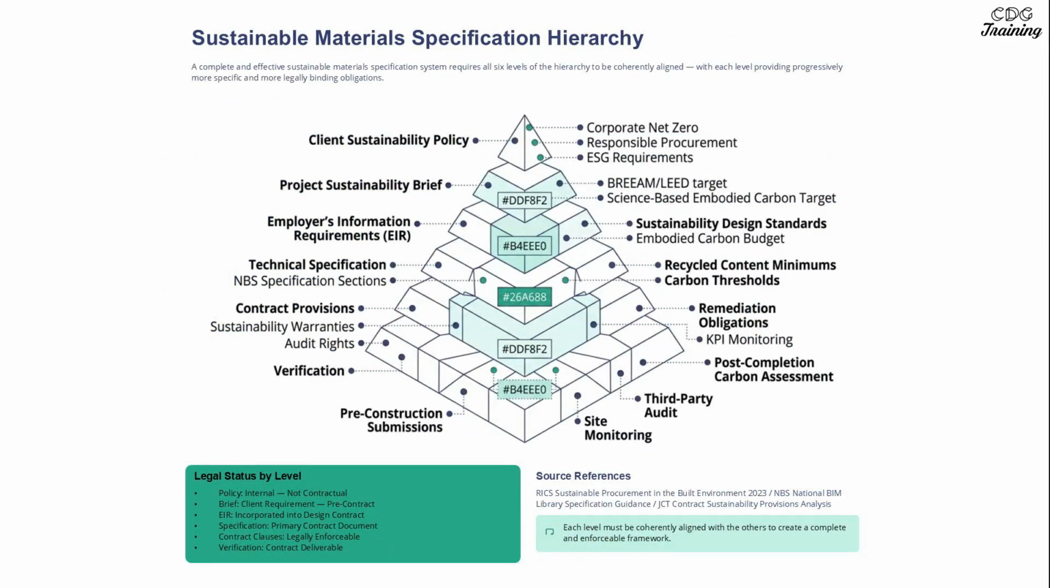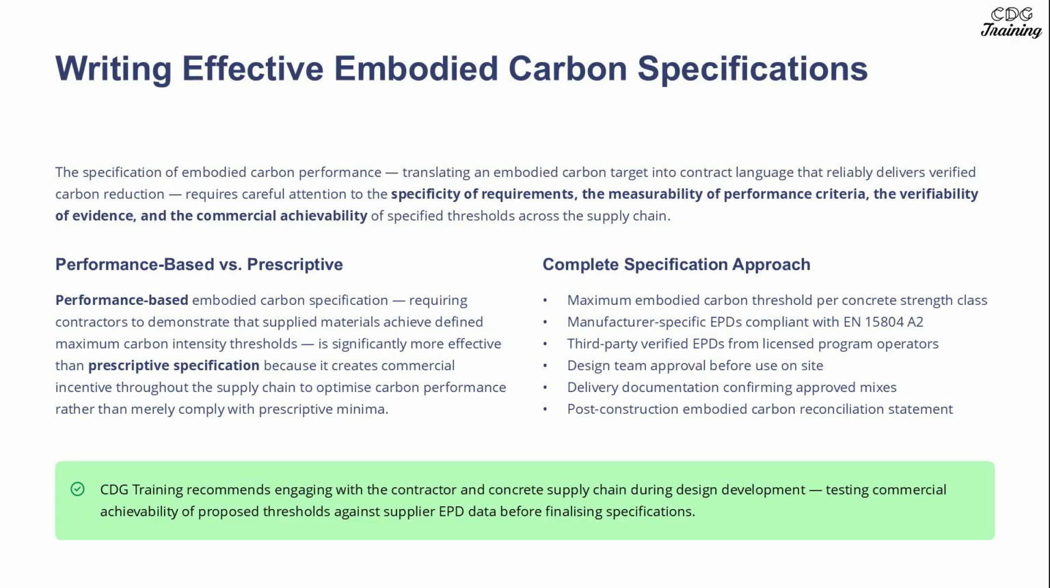A visual representation of the sustainable materials specification hierarchy shows the progression from broad policies to specific technical requirements, ensuring alignment with sustainability objectives at every level. Writing effective embodied carbon specifications involves balancing performance-based and prescriptive approaches. This ensures that carbon performance is accurately measured and verified, supporting sustainable construction practices.